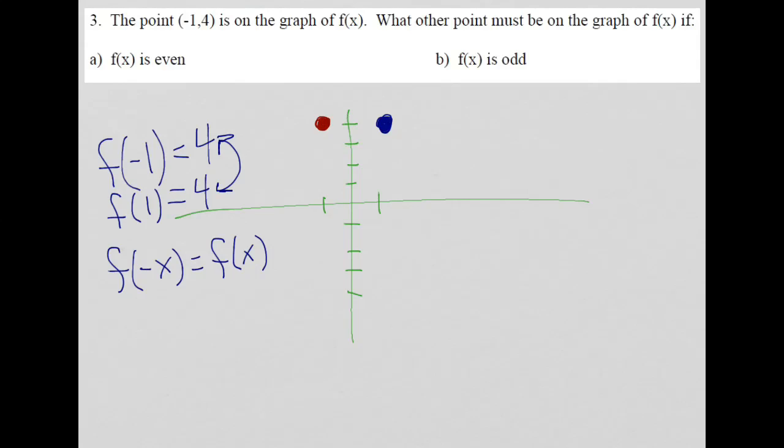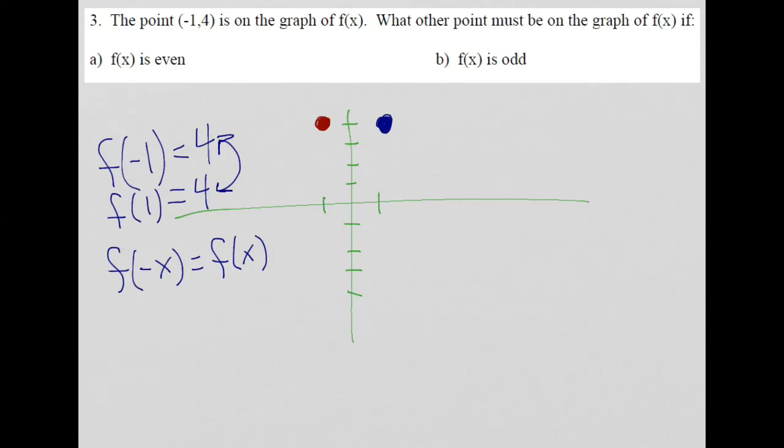Now that has to be true for every single point for a function to be even, but at least it works for that point. Remember, if you want to disprove something is even, do that and show that you don't get 4 for both, or you don't get whatever the number happens to be. So let's look at the next one now.